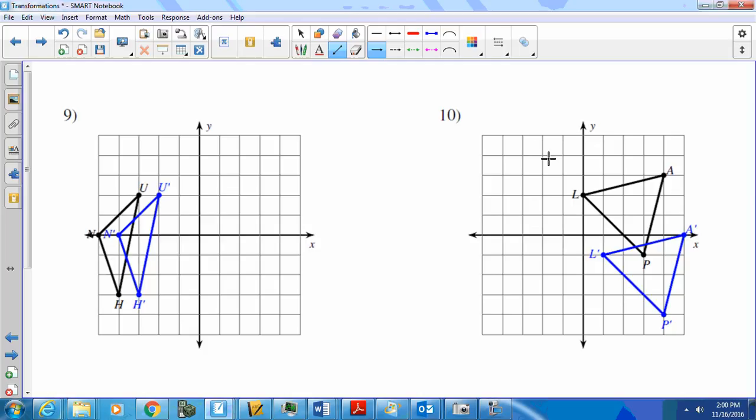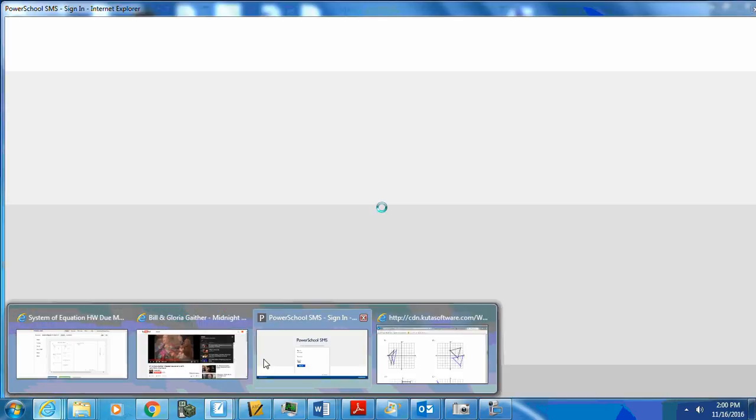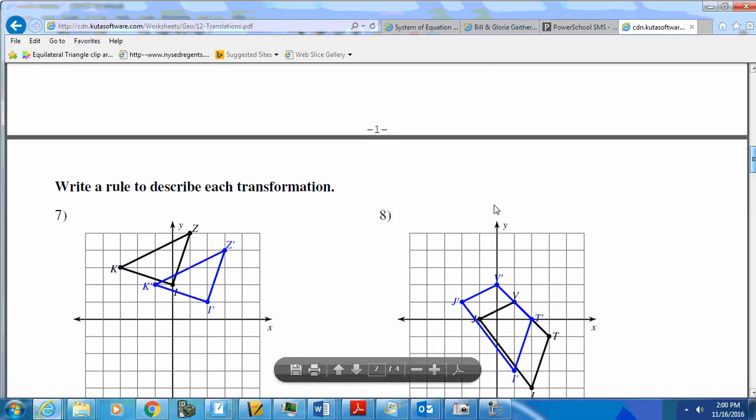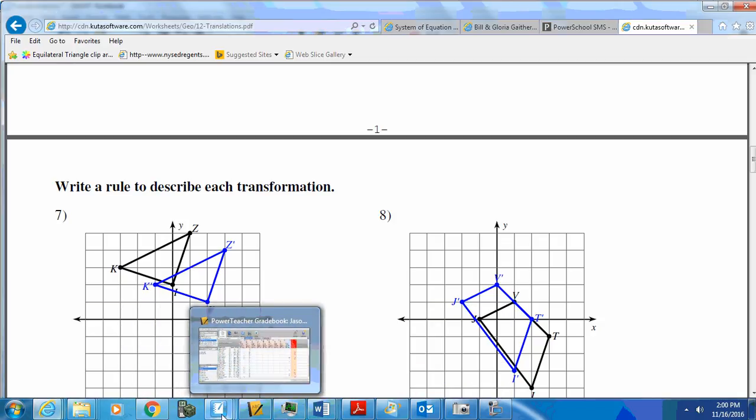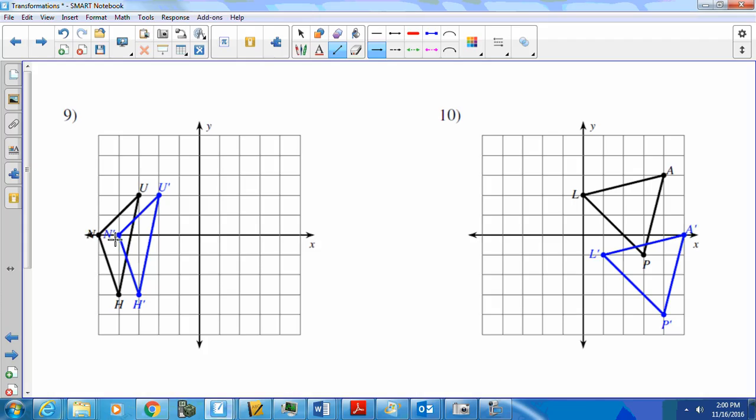Do number 9. Now on the back, the directions were to write a rule to describe each transformation. So if I wanted to write a rule, I just look at my original figure, which is the black figure. My new one is the blue one. On yours, you can tell because it has the prime symbol right up here. So you know that the one with the prime, even though you don't see the different colors on your homework, you do see the prime. So that means the one without the prime is the pre-image. The one with the prime is the image.